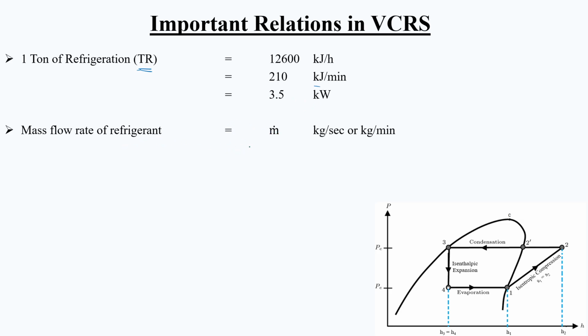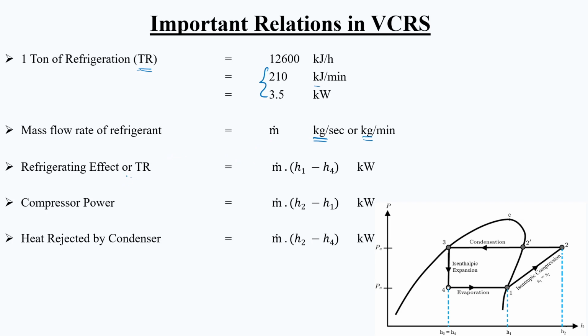Then the mass flow of the refrigerant we'll assume to be m dot, and we'll take the value in kilograms per second for easing our calculation, or it can also be written in terms of kilograms per minute. That mainly depends upon the values we take, 210 or 3.5, for converting the ton of refrigeration. But usually it is easier to convert the mass flow of refrigerant in kilograms per second for easily finding the results in one step.